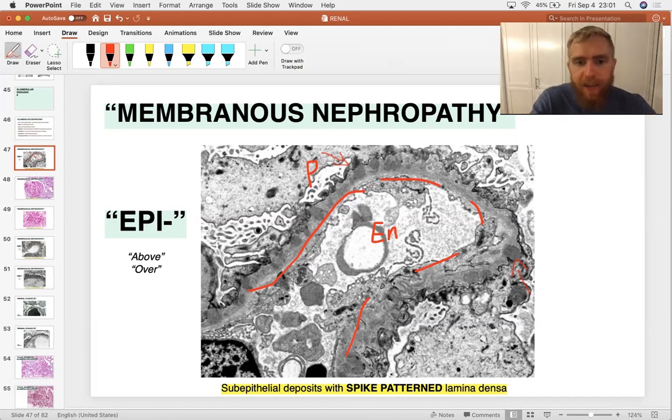So how do we ID that visually? Well, identify the basement membrane. If the complexes are sticking out of the outside of the basement membrane, you know that it's going to be subepithelial versus this would be a subendothelial deposit if the complexes were pointed inwards towards the center of the lumen of this capillary, which you would be able to identify based on the curvature of the basement membrane.